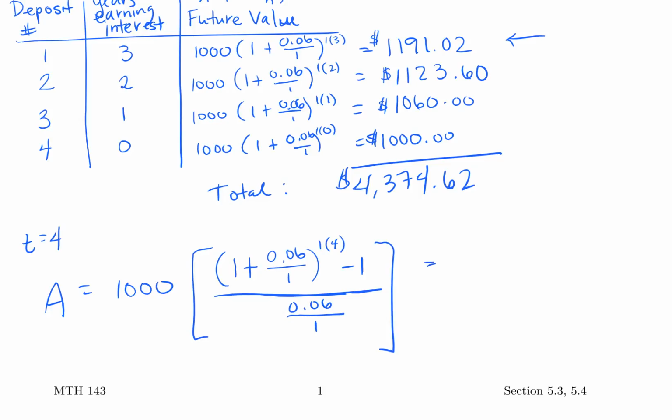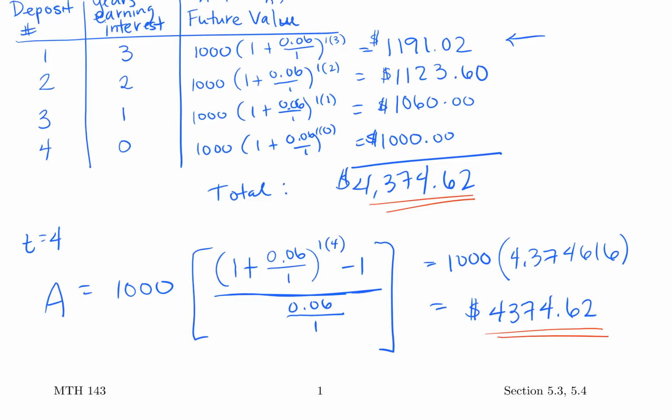And so you want to be careful with your calculator. You don't want to round anything until you get to the very end. If you round at the beginning and keep using that, rounding at every step along the way, you can end up with something that's really far off from where it needs to be. In this big bracket right here, I end up with 4.374616. And so if we multiply by 1,000, we end up with 4374.62. So $4,374.62, which is exactly what we got when we added it up by hand.